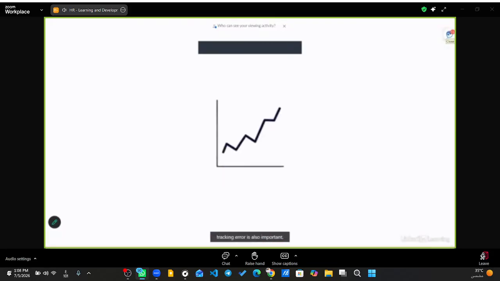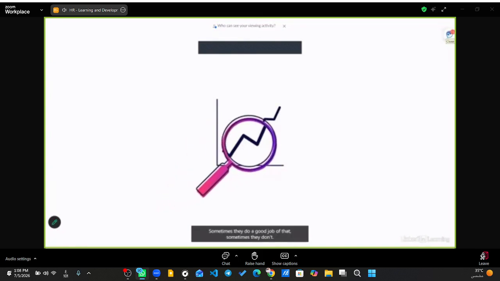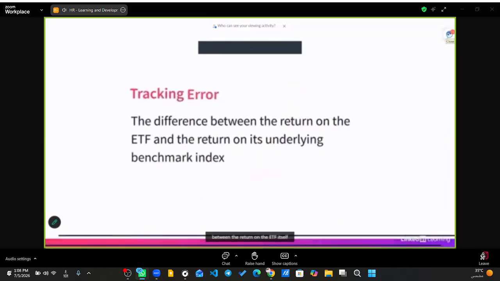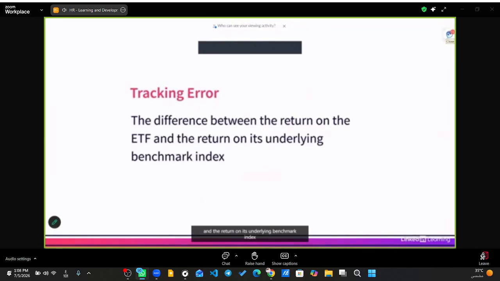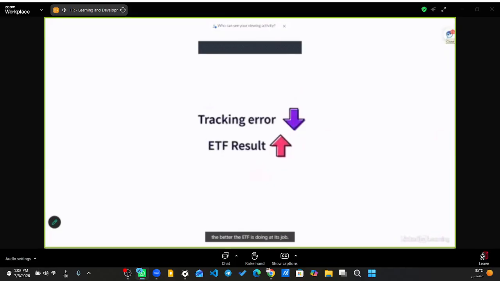In addition to expense ratios, tracking error is also important. ETFs try to track part of the investment universe. Sometimes they do a good job of that, sometimes they don't. We measure how effective an ETF is at tracking its benchmark index using tracking error. Tracking error is the difference between the return on the ETF itself and the return on its underlying benchmark index that the ETF is supposed to match. The less the tracking error, the better the ETF is doing at its job.